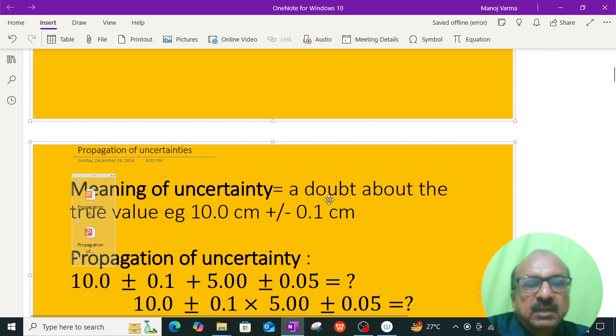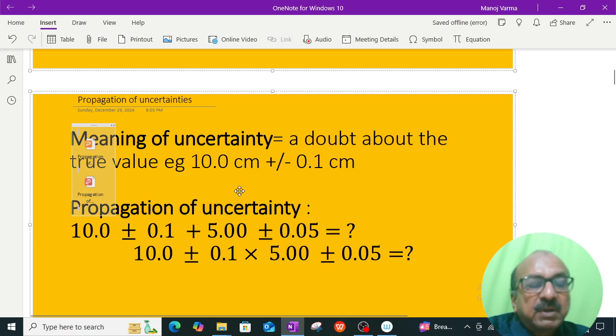Let us first try to understand briefly what is the meaning of uncertainty. Uncertainty is a doubt about the true value, and that is because of the measuring instrument, which always has some error in its measurement. For example, when we say that the length of some object that we have measured is 10.0 centimeter plus or minus 0.1 centimeter, that means this 0.1 centimeter represents the uncertainty in the measurement. That means the true length could be either 0.1 centimeter less, that is 9.9 centimeter, or 0.1 centimeter more, that is 10.1 centimeter. Somewhere between this is the true value.